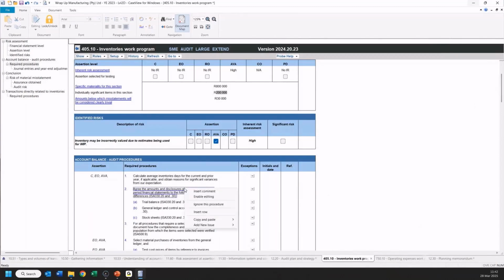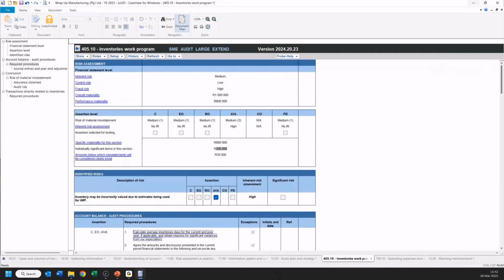You can also hide procedures, ignore this procedure. Please don't ignore the procedures based on the standard paragraphs, because those are the ones that are helping you to comply with requirements in the standards. You can insert comments below those if you need to. But yeah, be careful of the ignore this procedure option.